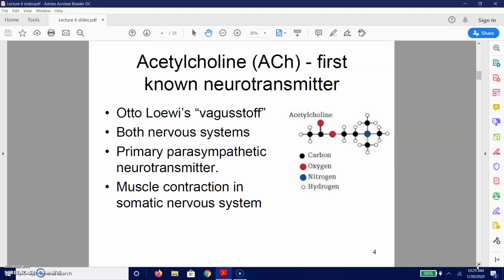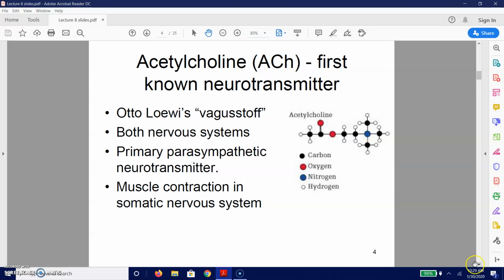Because the neurotransmitter was released by the vagus nerve, he called it Vagusstoff, vagus stuff or vagus substance, but we call it acetylcholine or ACh. It is widely distributed throughout the nervous system, both in the central nervous system and the peripheral nervous system. It's largely excitatory. In the peripheral nervous system, it facilitates muscle contraction. And additionally, it is the primary parasympathetic nervous system transmitter.